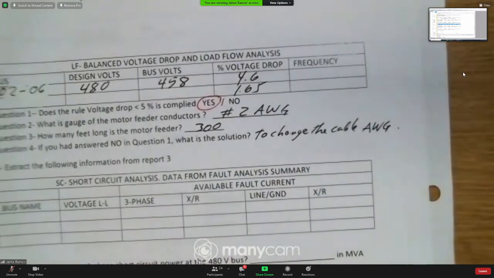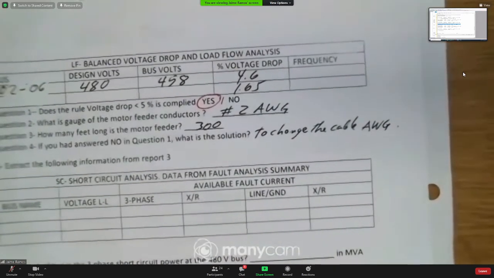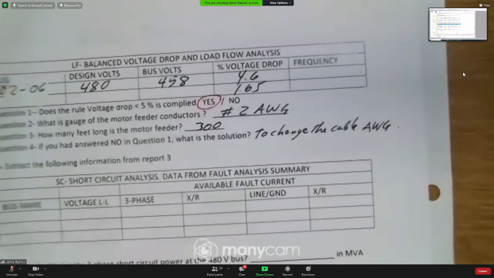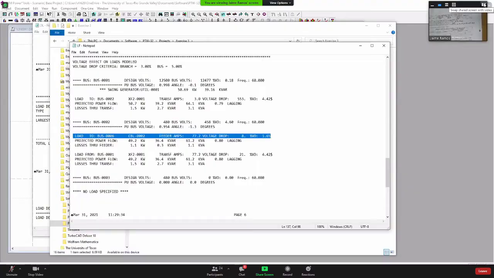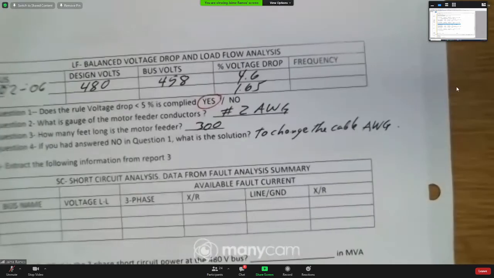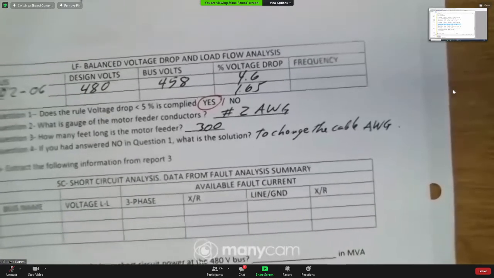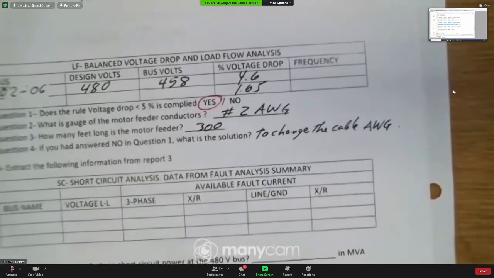So we would need to go to the one-line diagram and double click on cable to open the component dialog and change. From number 2, we can change to a thicker cable, probably 1 knot. Okay, fine. So let me ask.